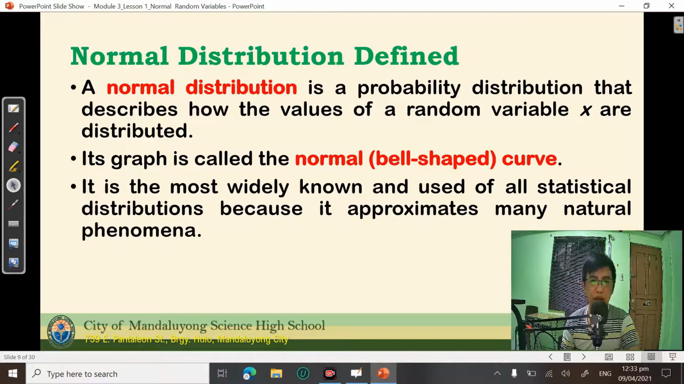So, you might be wondering, Sir Magat, why is it called a normal distribution? Because actually, as I said a while ago, for the different natural phenomena that happen, statisticians found out that when the data are distributed graphically, the summary of the data tends to be at the center. It's always like that. They usually tend to be around the center or concentrated around the center. So, that's why they call it normal distribution.